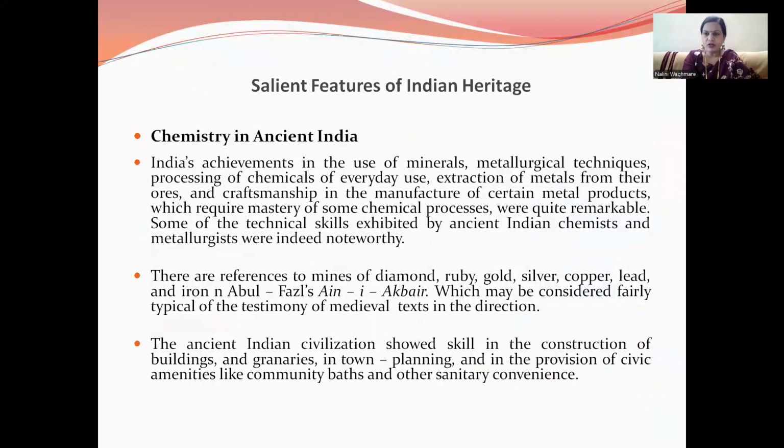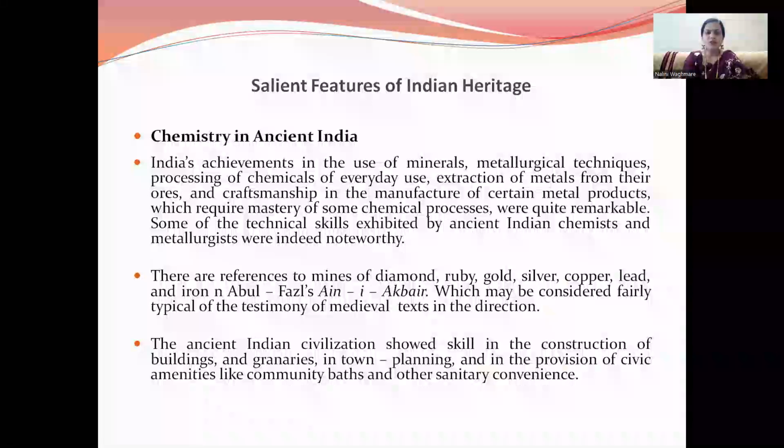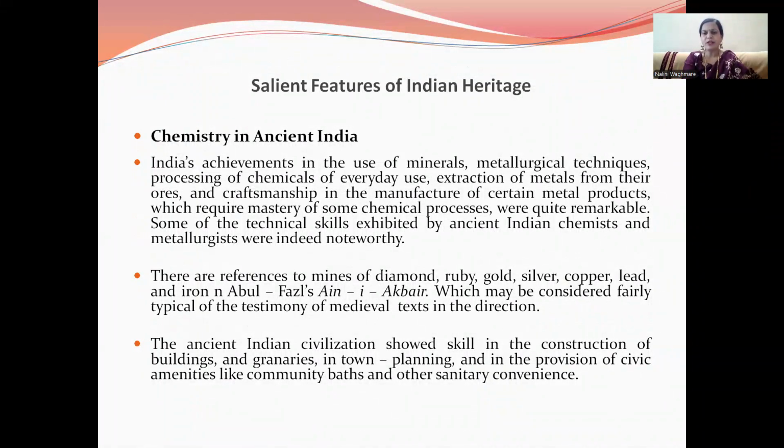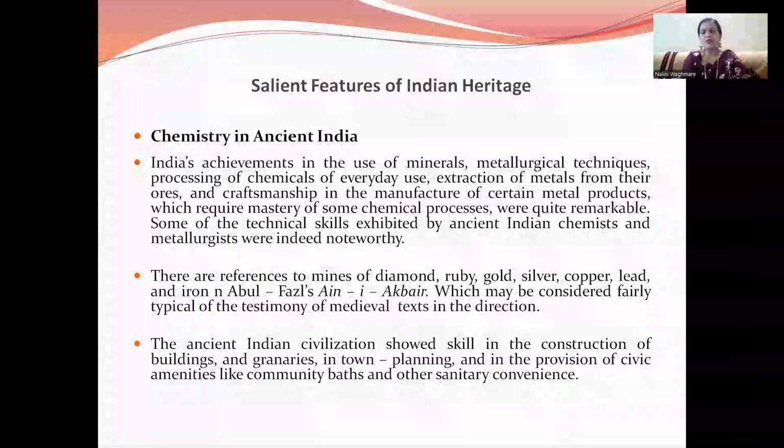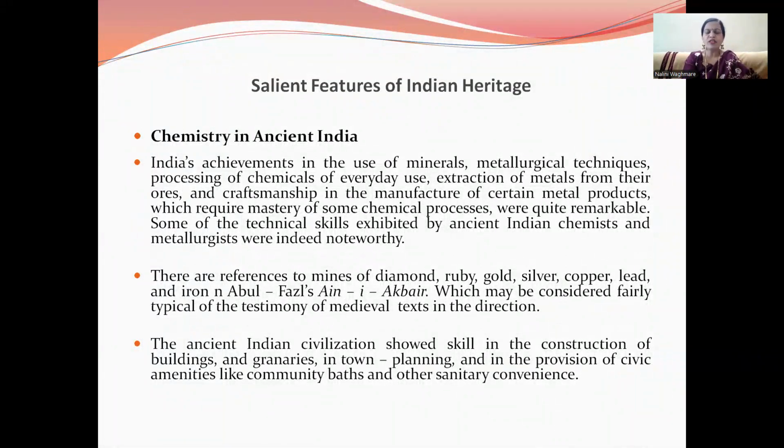Then chemistry also is found in the ancient period. Indians' achievements in the use of minerals, metallurgical techniques, processing of chemicals of everyday use, and extraction of metals, even craftsmanship in the manufacture of certain metal products which require mastery of some chemical process, were quite remarkable. Some of the technical skills exhibited by ancient Indian chemists and metallurgists were indeed noteworthy. There are references to mines of diamond, ruby, gold, silver, copper, lead, and iron in Abul Fazl's book Ain-i-Akbari, which may be considered fairly typical of the testimony of medieval texts in this direction.